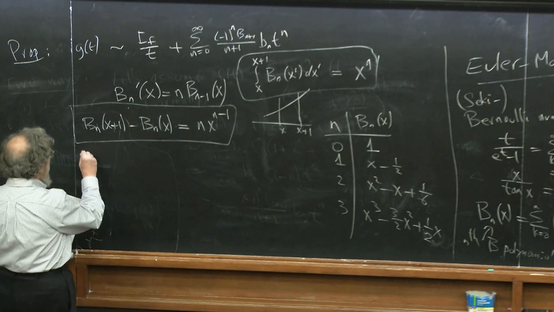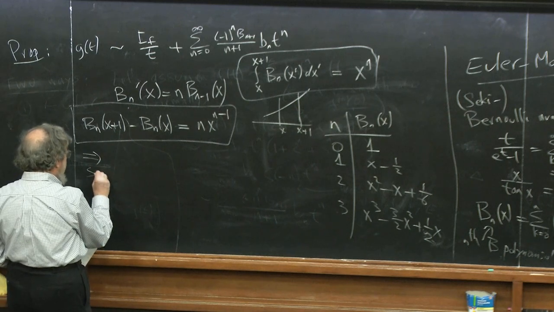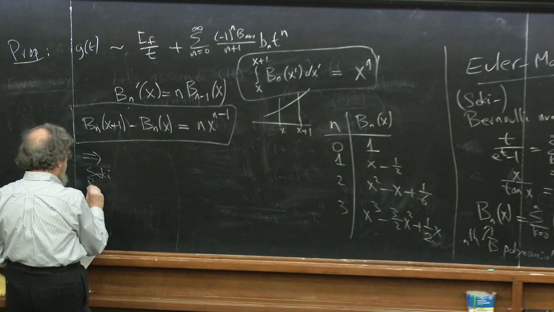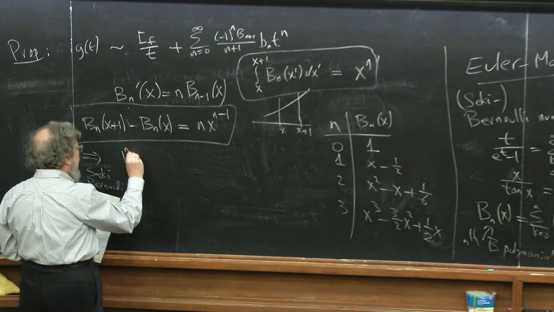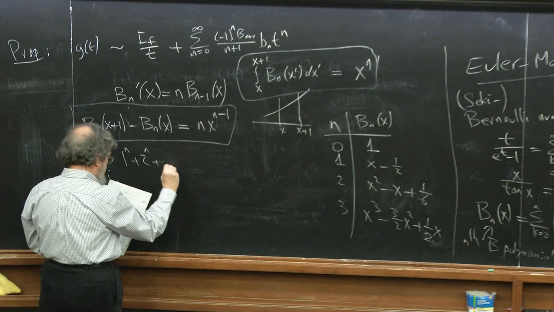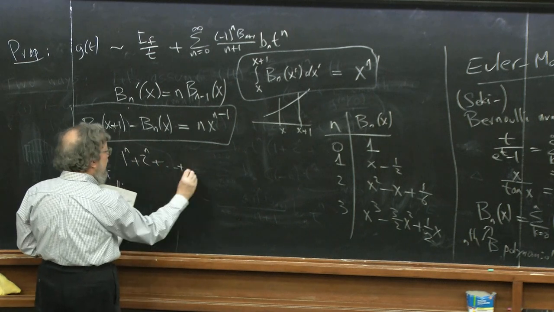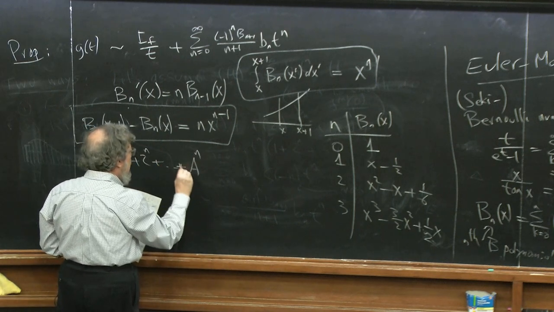But this implies in particular, and this is what both Seki and Bernoulli wanted to have and found, that if you take the sum, let me call it A, so I don't have two n's floating around.